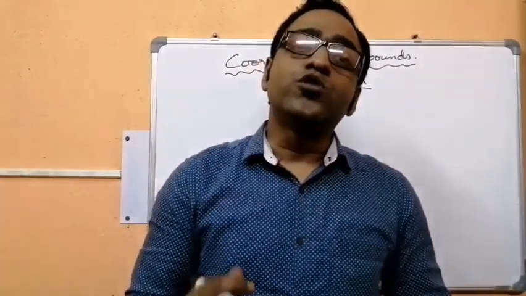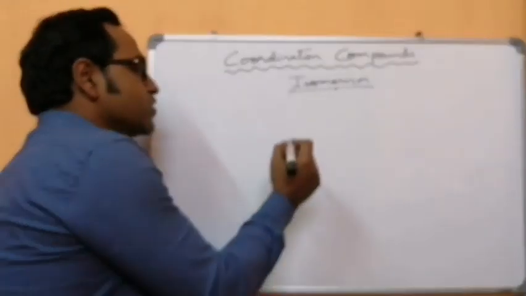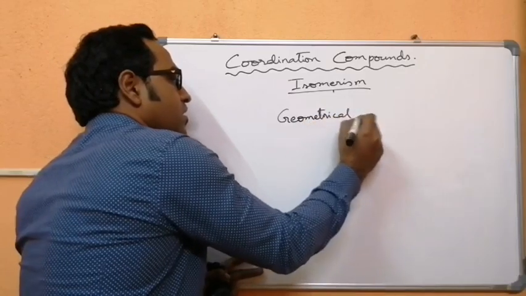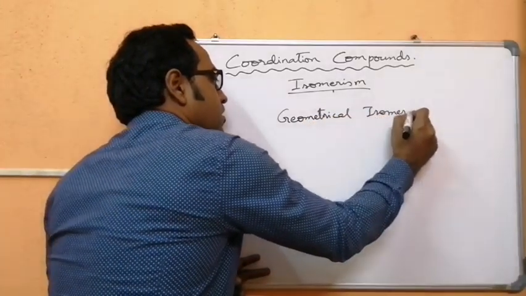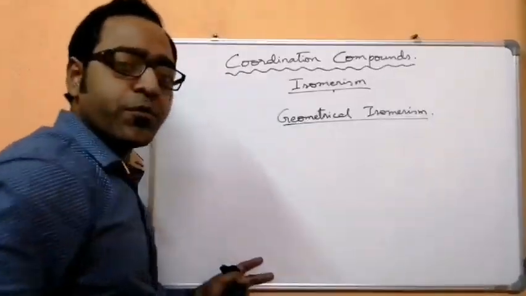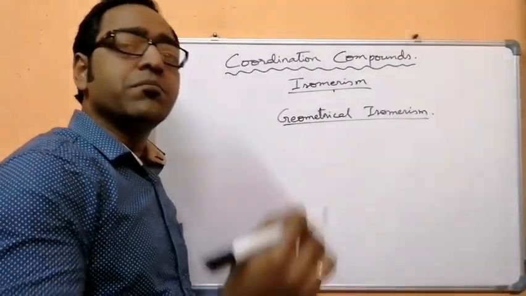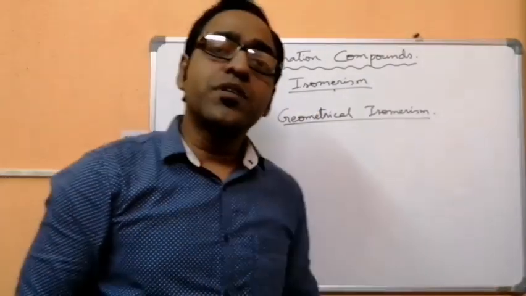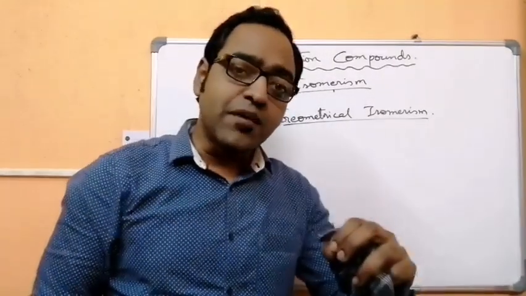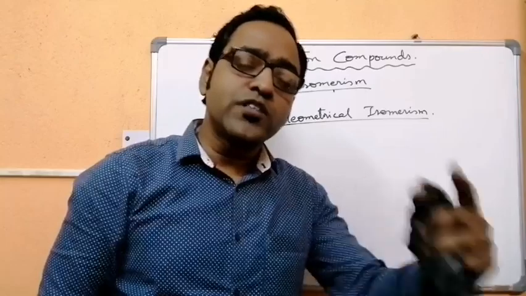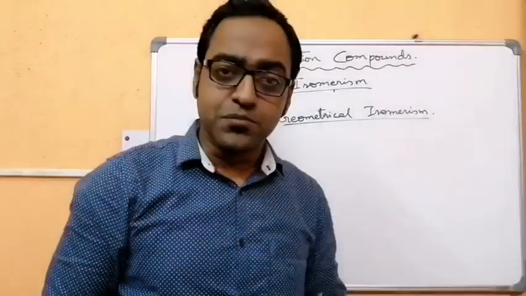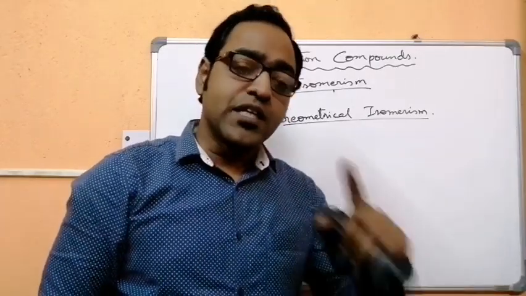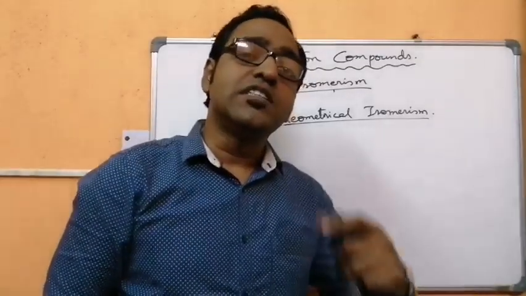Now I will discuss geometrical isomerism. So what is geometrical isomerism? Before going into geometrical isomerism, we should know what is meant by stereoisomerism. Stereoisomerism means compounds having the same molecular formula, same sequence of bonding but different spatial arrangement. Such compounds are called stereoisomers.